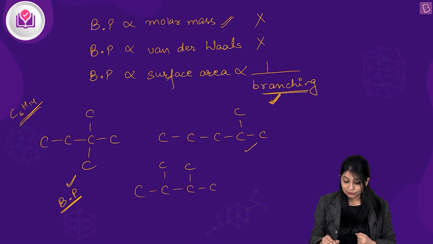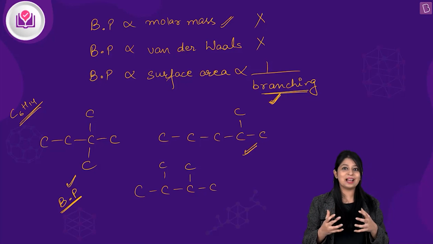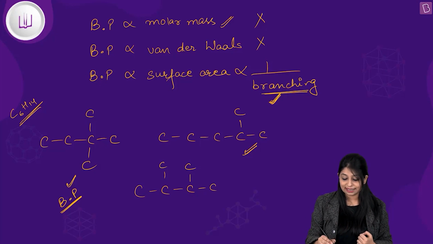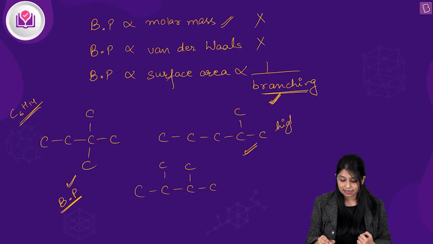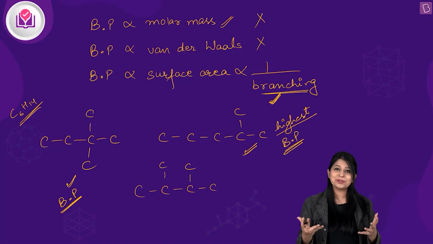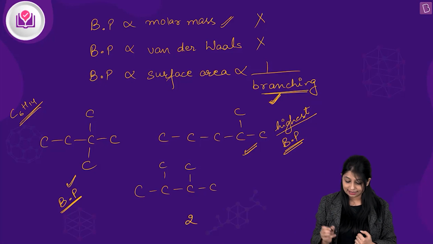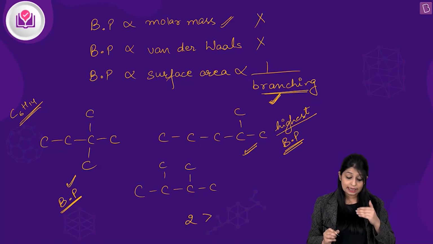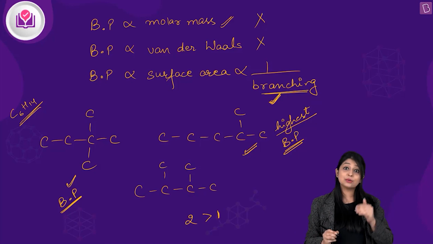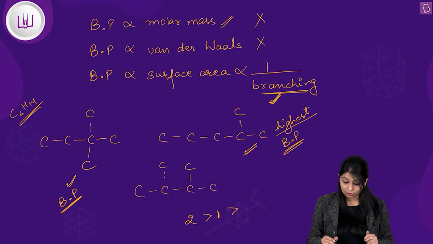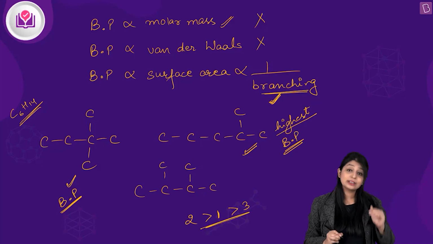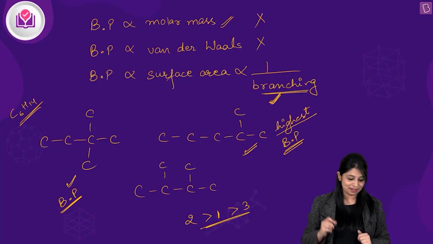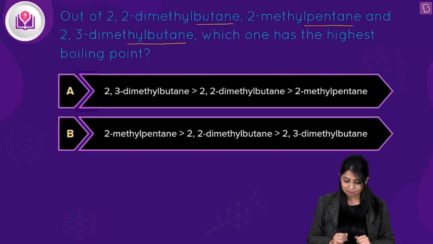Okay, and 2-methylpentane has the least branching. So that would mean it has the highest boiling point among these three. So what would be the order? It will be second, that is 2-methylpentane, followed by first, that is 2,2-dimethylbutane, followed by third, which is 2,3-dimethylbutane. Let's see which option it matches.